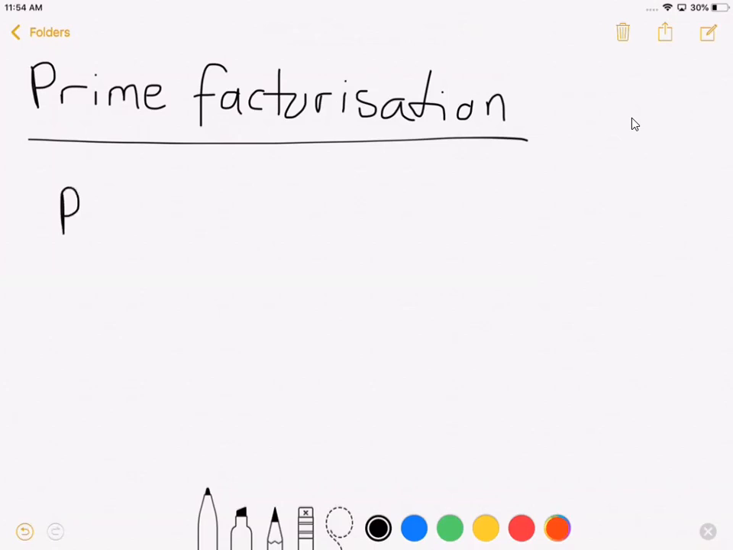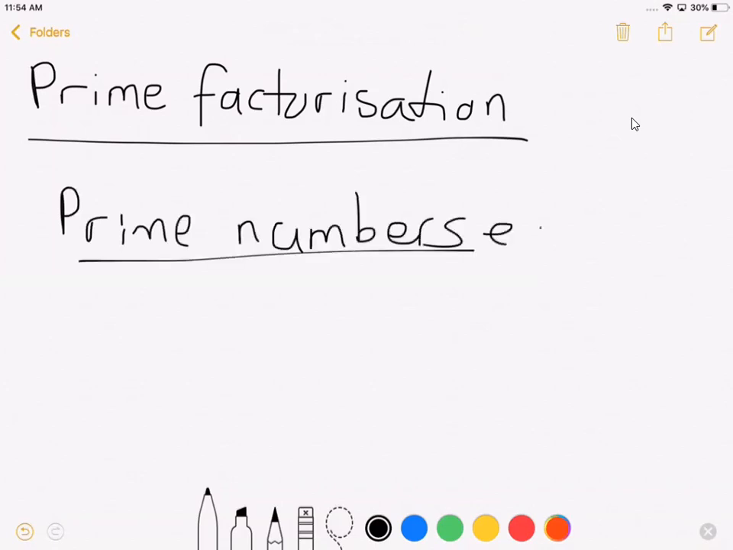Examples of prime numbers. 2 is a prime number because the factors of 2 are 1 and 2 only. 3 is a prime number because the factors of 3 are 1 and 3 only. 4 is not a prime number because the factors of 4 are 1, 2, and 4.